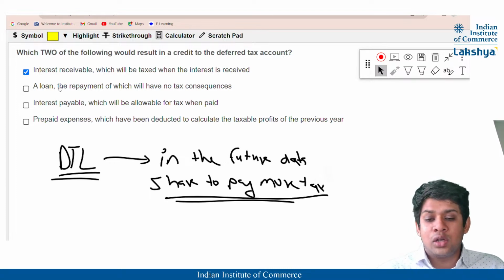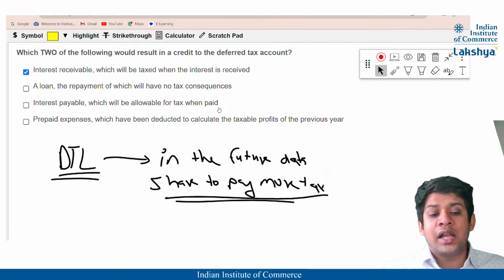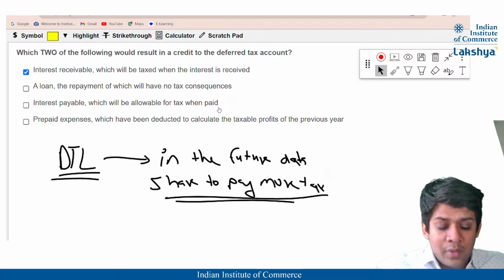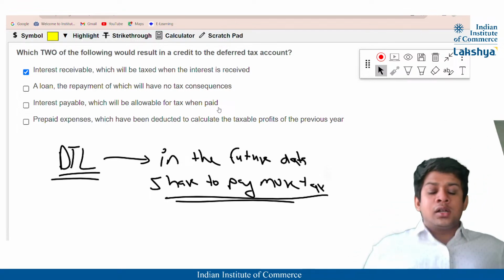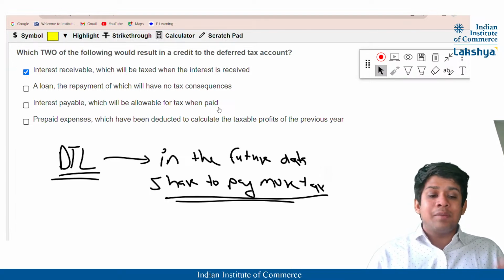If it will have no tax consequences, it will not give rise to a deferred tax liability or a deferred tax asset. So that means this is not the answer. Interest payable, which will be allowable for tax when paid. Interest is payable. I have recognized it as an expense today, but the tax authorities have not recognized it. Okay. But in the future date, when they actually recognize it, my tax saving will be there because they will consider it as an expense at that time, right?